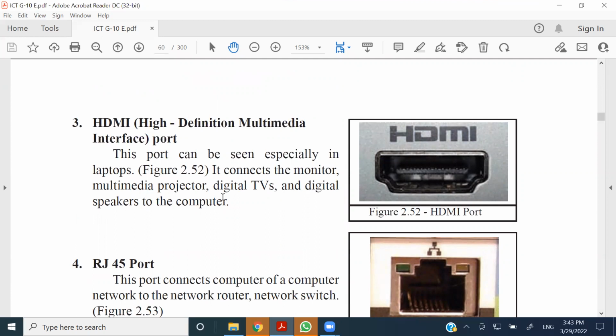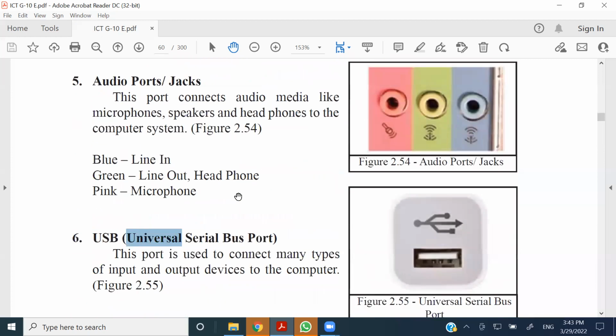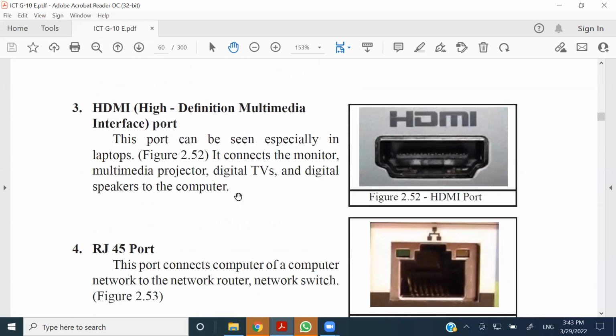HDMI, the High Definition Multimedia Interface, is a port which helps us take the graphics from the system unit to the monitors, right? Earlier, the first technology they were using was VGA, Video Graphics Adapter, right? Then they used DVI, which is called Digital Video Interface, right? And the latest technology is called HDMI.